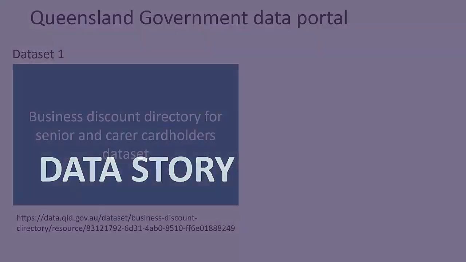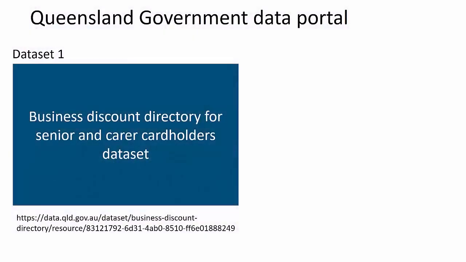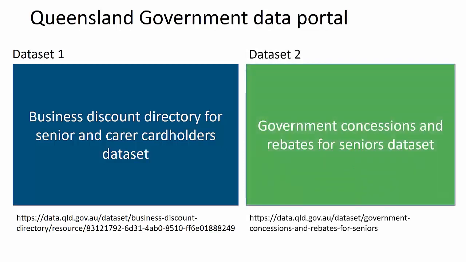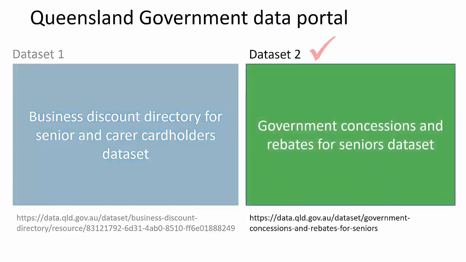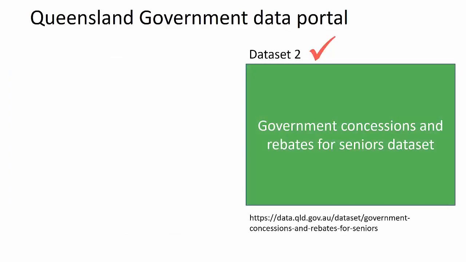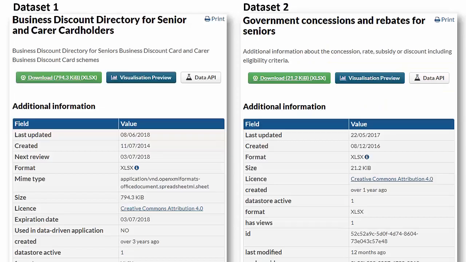Data story. In developing the concept for Senior Saver, 2 datasets from the Queensland Data portal were analysed: the Business Discount Directory for Senior and Carer Cardholders dataset and the Government Concessions and Rebates for Seniors dataset. This dataset was chosen as the most suitable. Both datasets are in XLSX Microsoft Excel format. This is ideal for the database, as data can be easily manipulated and saved as a CSV file for importing into the database. Although not updated frequently, both datasets are active.